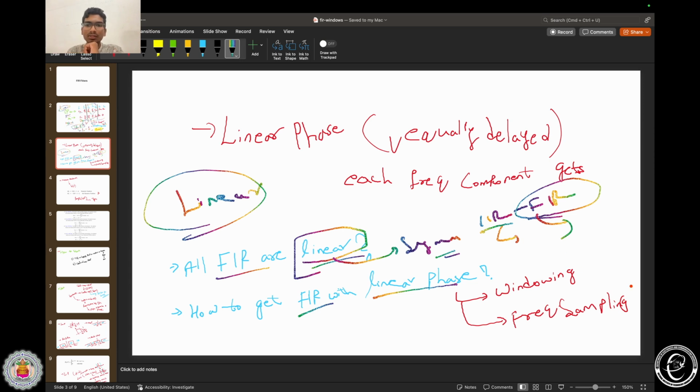So that's the reason we are using FIR filters, where the impulse response will be finite, and based on the symmetric or antisymmetric conditions, we'll get linear phase. If the impulse response is not symmetric, then we'll get a non-linear phase. So to get an FIR filter, we have two methods. One is the windowing method and one is frequency sampling. In this video, I will be explaining the windowing method.